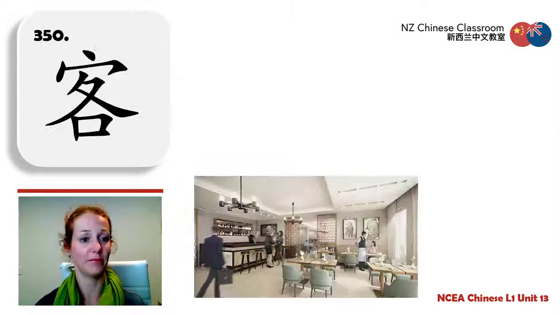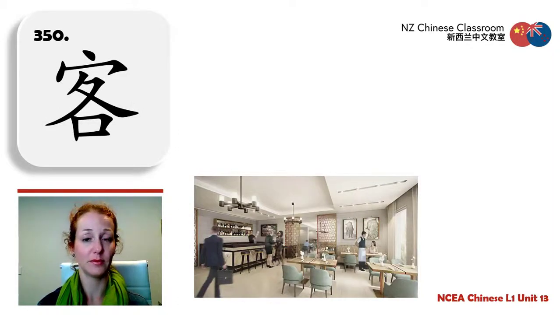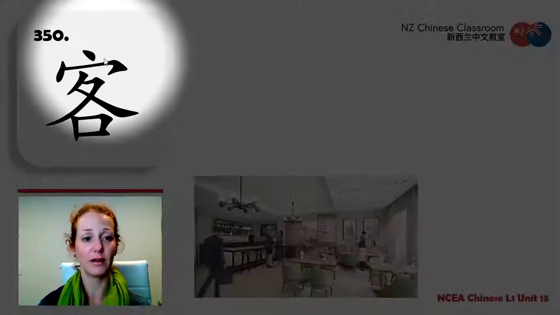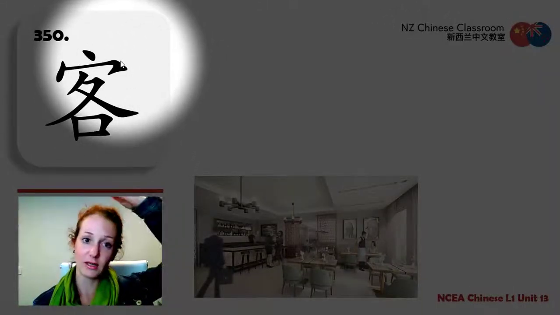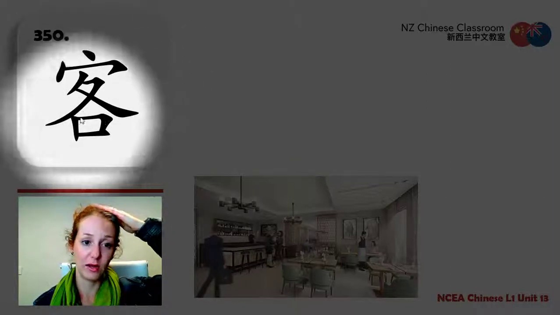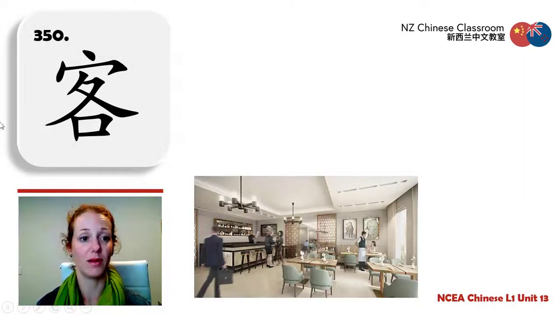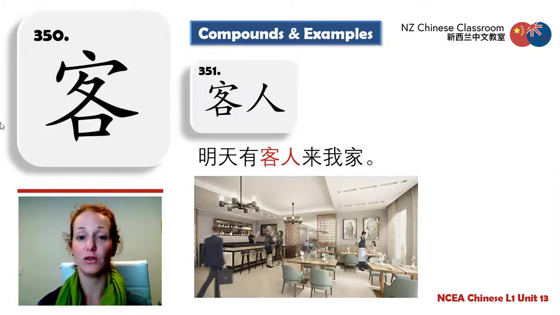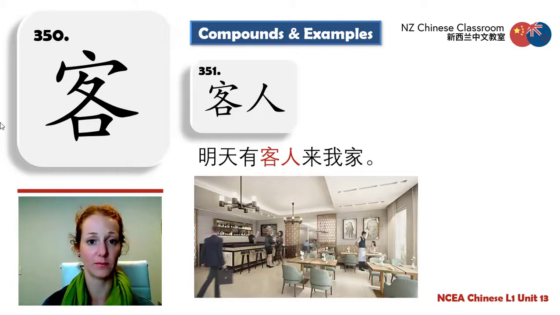下一个, 客. Same fourth tone as well. We have a few different radicals going on here. At the top, we have the roof radical. So a 客 is like a guest. And we have a mouth over here, so the person has a mouth. A 客人, a guest. 明天有客人来我家. Tomorrow I have guests coming to my house.